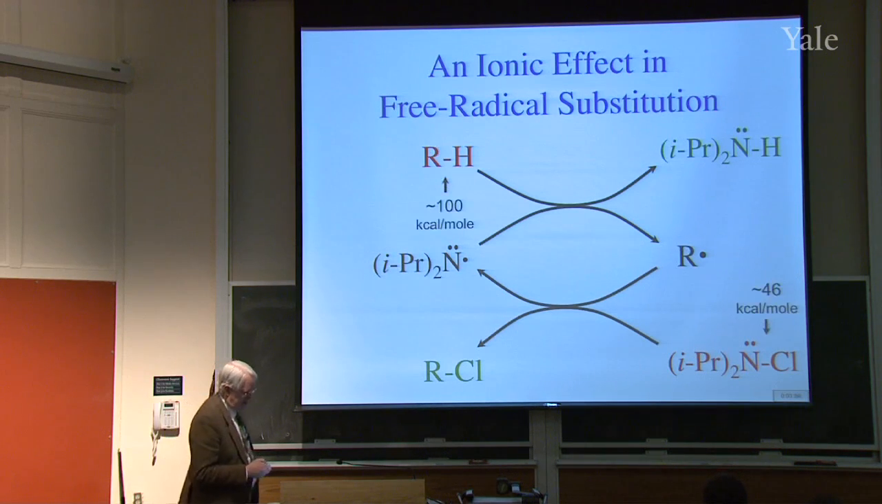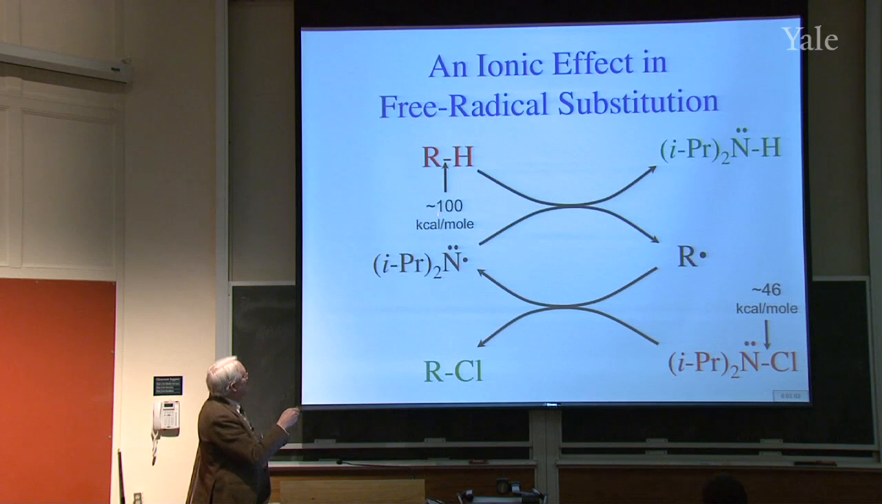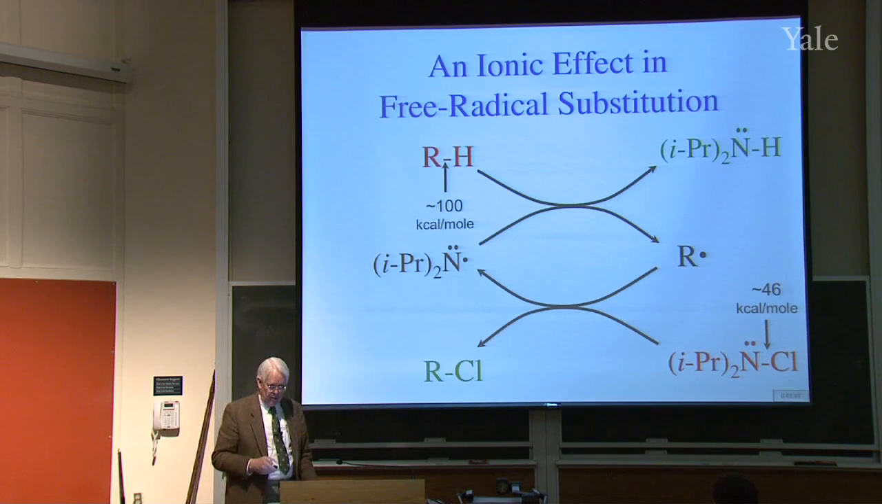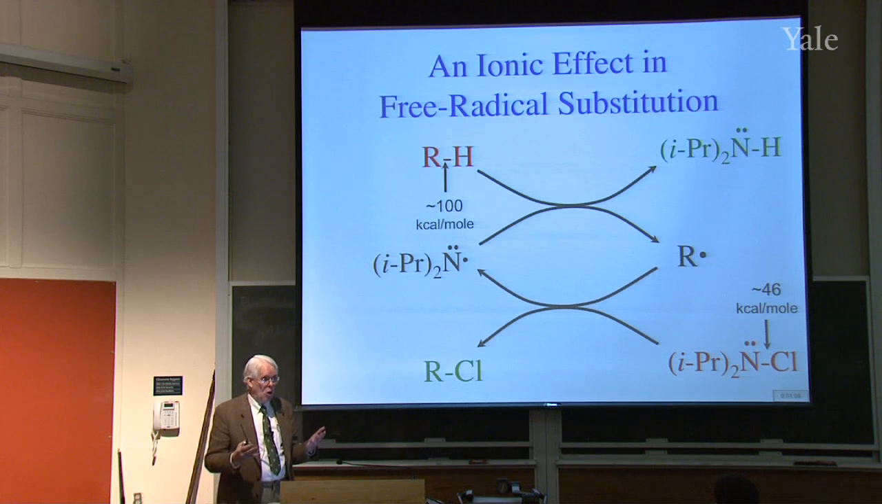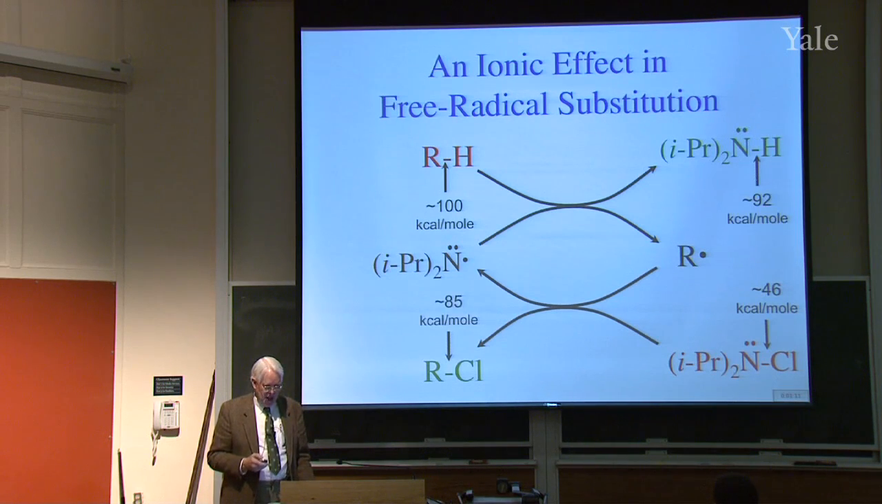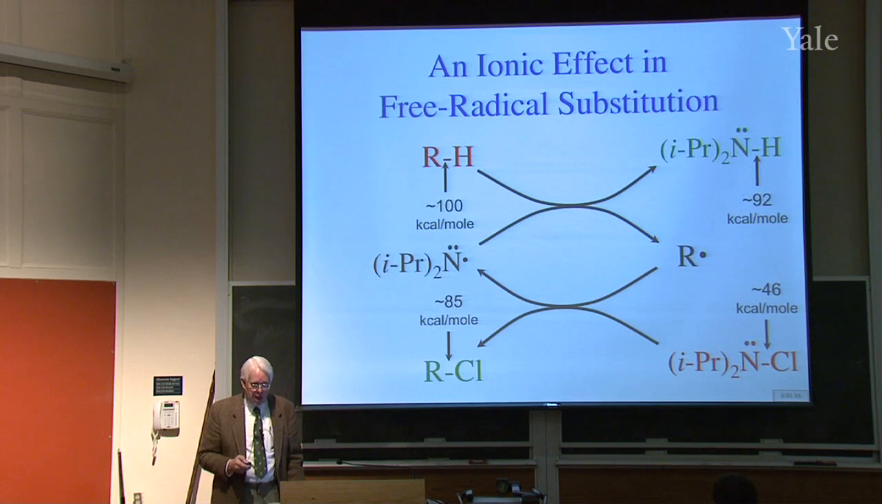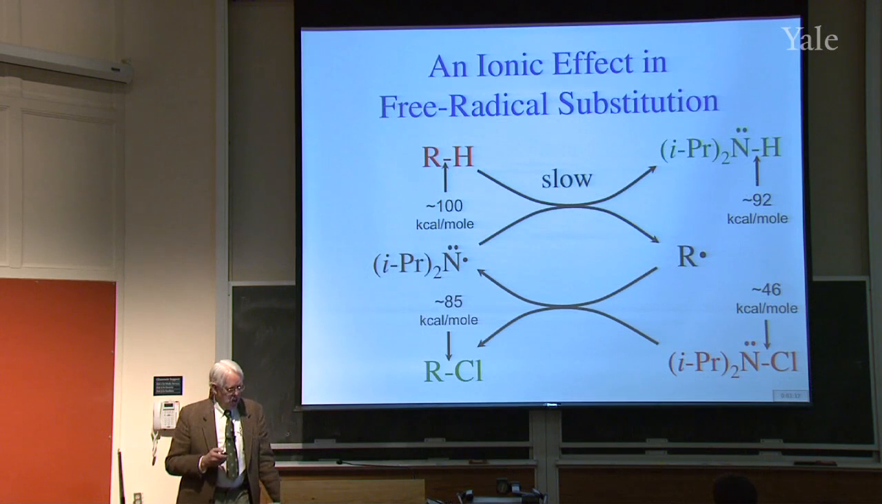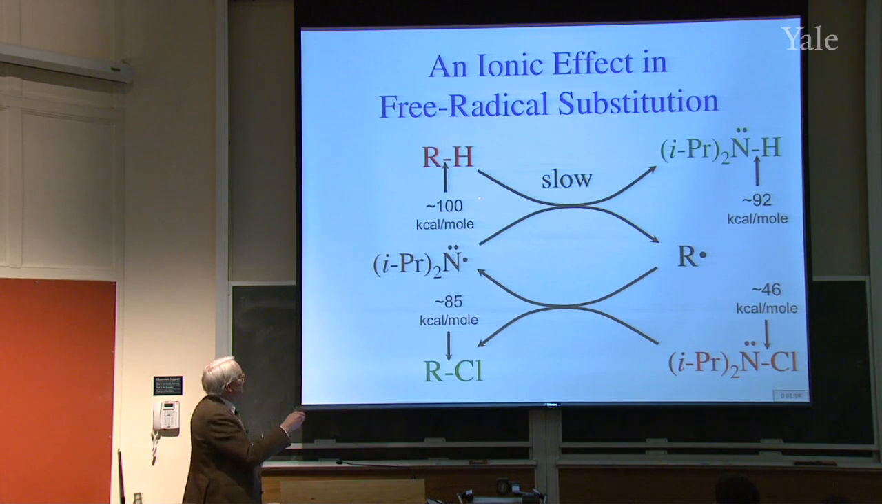Okay? Now, this bond is about 100 kilocalories per mole. This one is a weak bond, about 46 kilocalories per mole. Again, like chlorine-chlorine would be a weak bond. And those product ones are strong bonds. So the first step is a little bit exothermic.